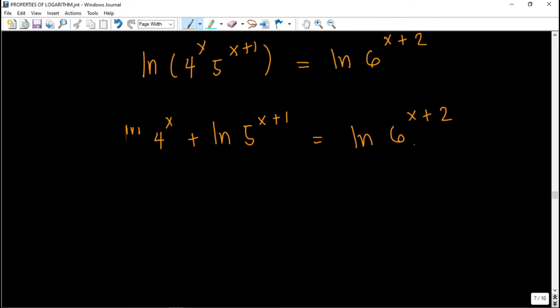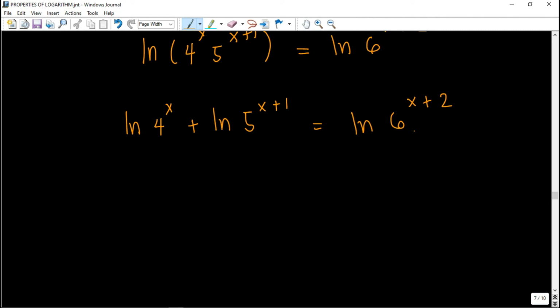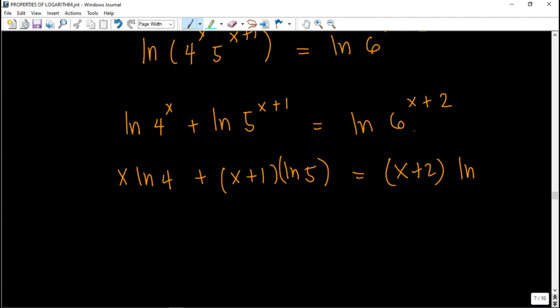Ayan. By properties, pwede nating ibaba itong exponent ng argument. So we have here x ln 4 plus, we have here x plus 1, just put that down, and we have here times ln 5. And we have here x plus 2 quantity times ln 6.